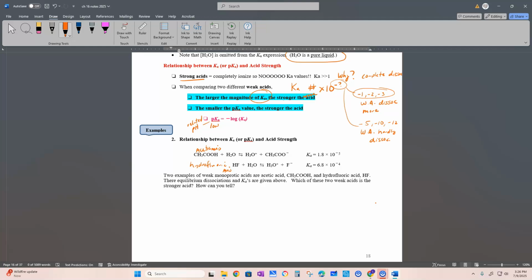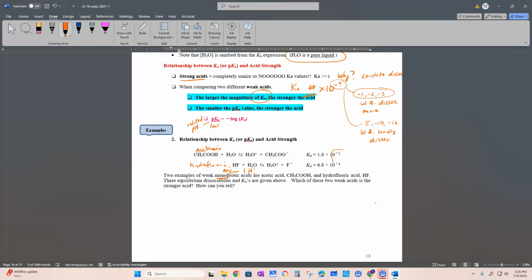These are two examples of weak monoprotic acids. Mono means one hydrogen, okay? Diprotic means it would have two hydrogens, okay? So of acetic acid and hydrofluoric acid, their equilibrium dissociation Ka's are above. Which of the two acids is stronger and why?